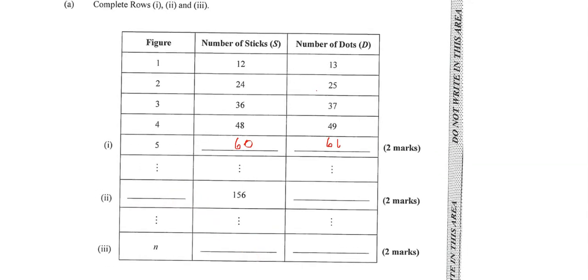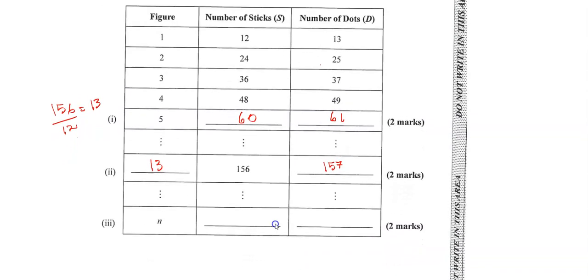Let's just get our pen and get that going. 156 divided by 12 gives us 13, so it's figure 13. Again, this is very straightforward. If this is 156 sticks, it means there will be just 157 dots. We don't have to apply any analytics there.